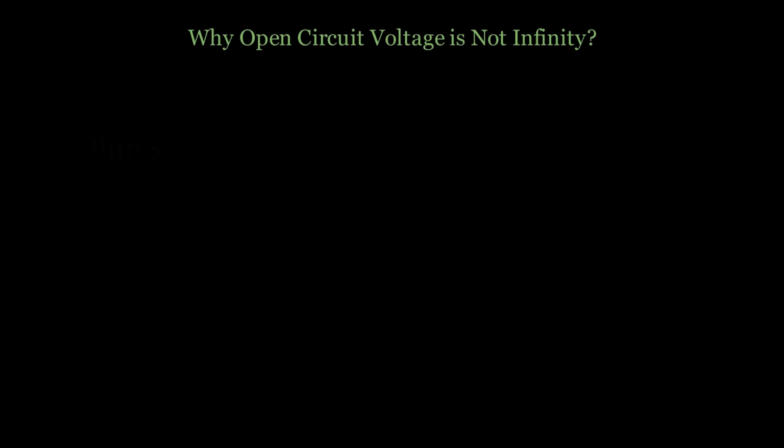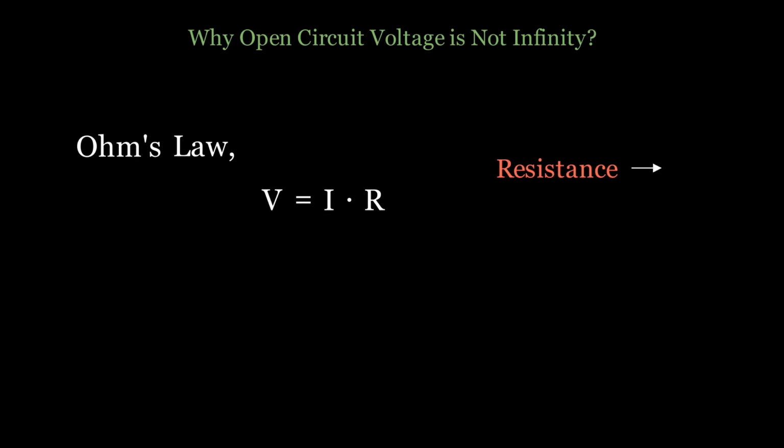There might be a common question scratching your head: in an open circuit, if resistance is infinity, then why is voltage not infinity? Well, in this video, we will answer this question. We know from Ohm's law that voltage is the product of current and resistance. And for an open circuit, theoretically, resistance is infinity. If we put the value of resistance in this equation, people may think that voltage will come out as infinity.